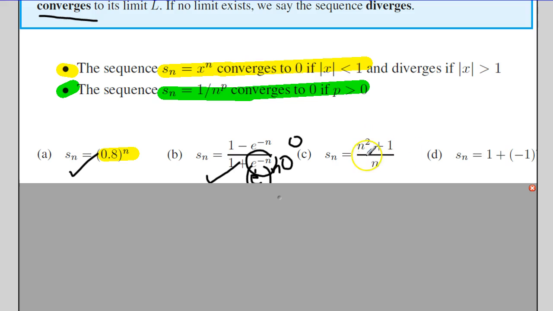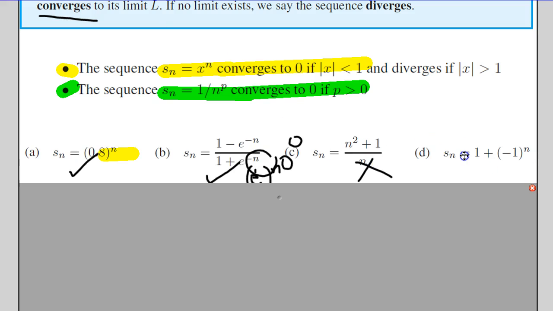Over here we can see that as n gets bigger, the denominator gets bigger, but so does the numerator even more rapidly. So this will not converge, because as n goes to infinity, this whole expression gets larger and larger with no bound.